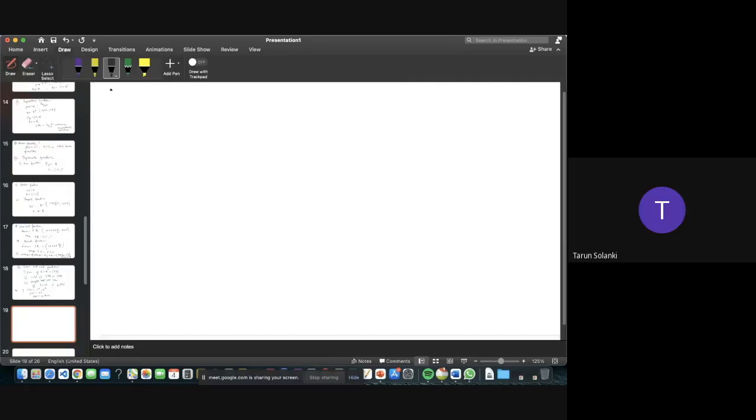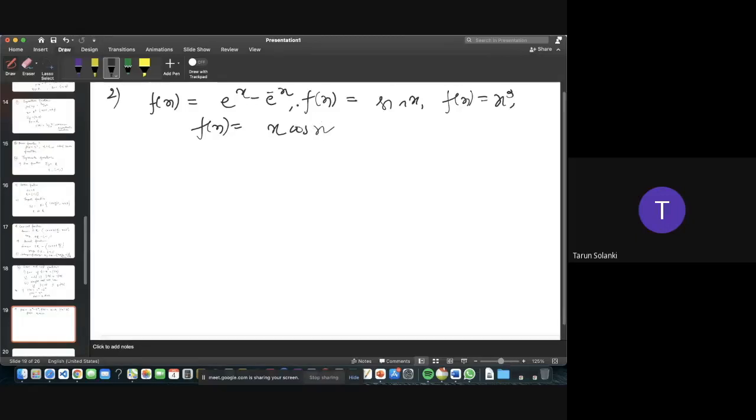Similarly, if we talk about the odd functions like f(x) is equals to e^x minus e^-x, and f(x) is equals to sin x, or f(x) is equals to x cube, and f(x) is equals to x cos x. So all these are odd functions. Okay.